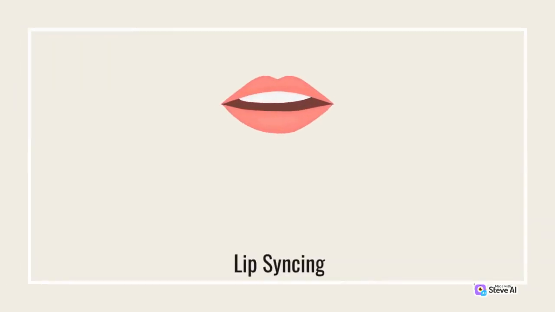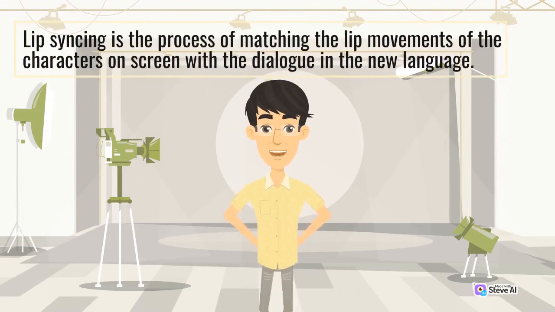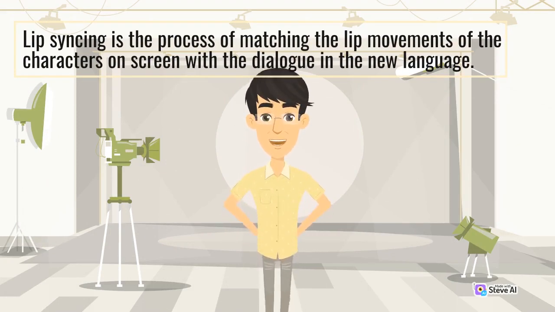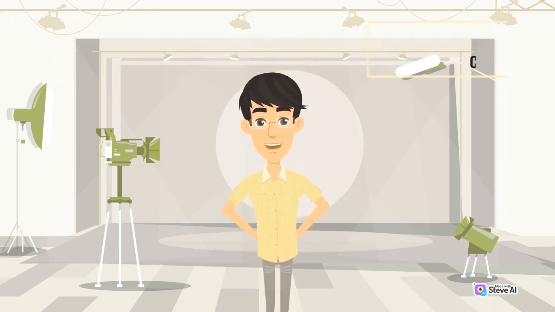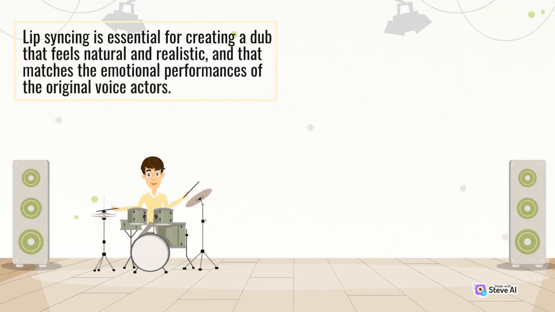Lip syncing. Lip syncing is the process of matching the lip movements of the characters on screen with the dialogue in the new language. Lip syncing is essential for creating a dub that feels natural and realistic, and that matches the emotional performances of the original voice actors.